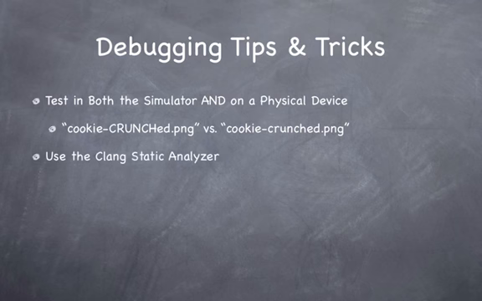Use the Clang Static Analyzer. The Clang Static Analyzer is a special C Objective-C static analysis tool that ships with Xcode. This tool is able to analyze your code for errors or inconsistencies that might otherwise go unnoticed.